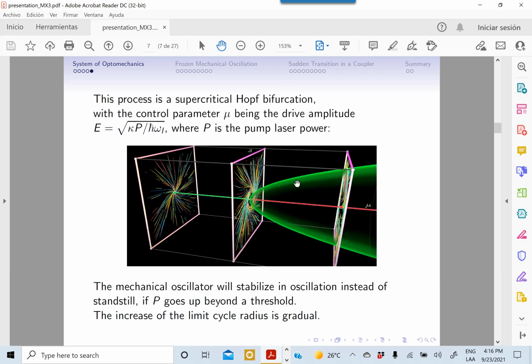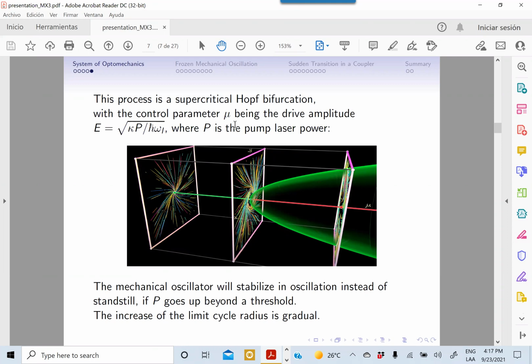You see, just like a cone. The size of the cone, or the radius of the cone, gradually increases with this control parameter mu. It's not a sudden transition. It's a gradual transition. This type of bifurcation can be observed in many types of dynamic system. Here, it's related to one of our dynamical scenarios we're going to discuss later.